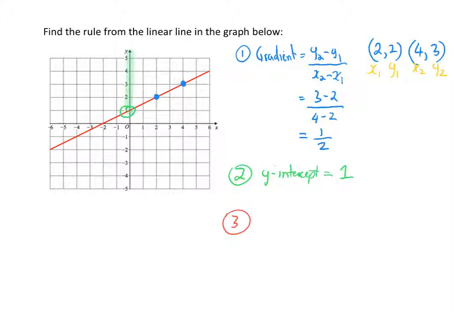My third step to find the rule is to substitute those values into the formula y equals mx plus c. So my gradient is going to be 1/2. My y-intercept is 1. So my rule is going to be y equals 1/2 of x plus 1. So that's an example of how we can find the rule of a linear line using the line on the graph.